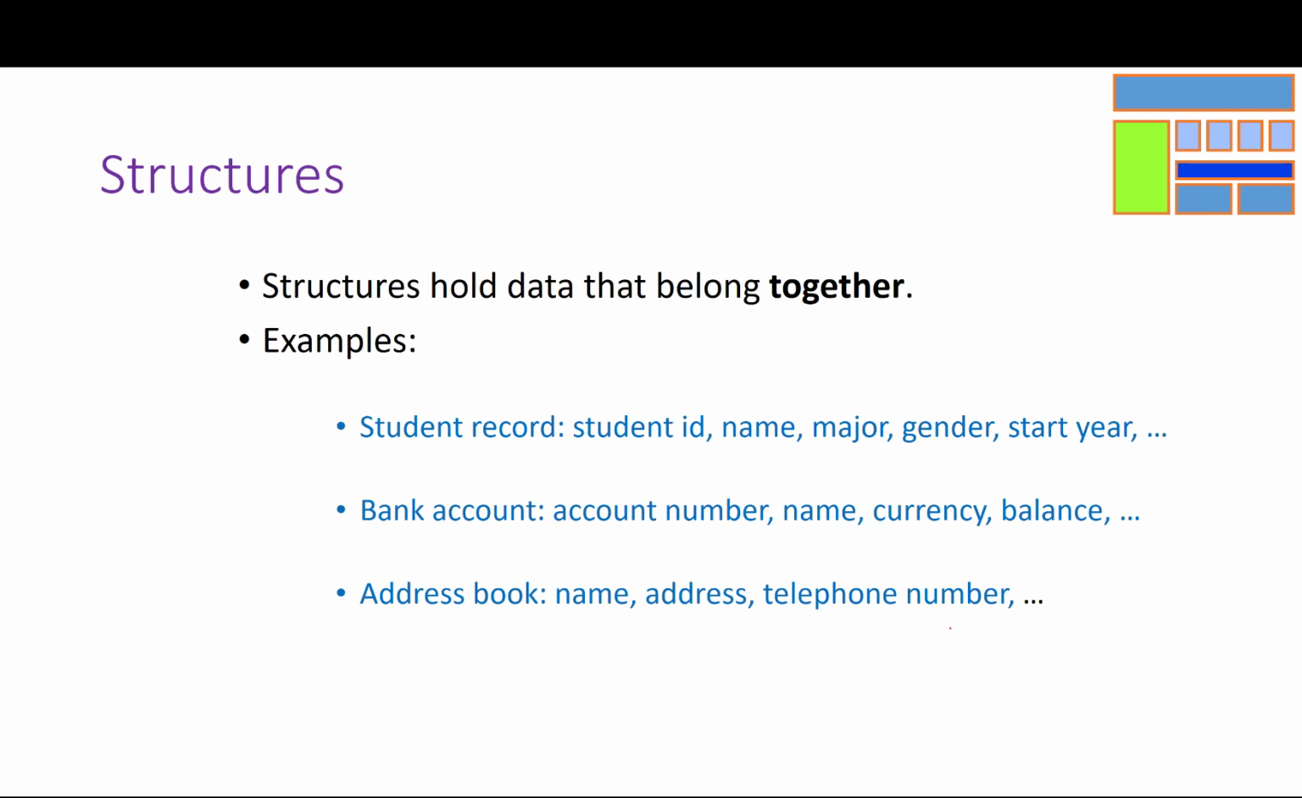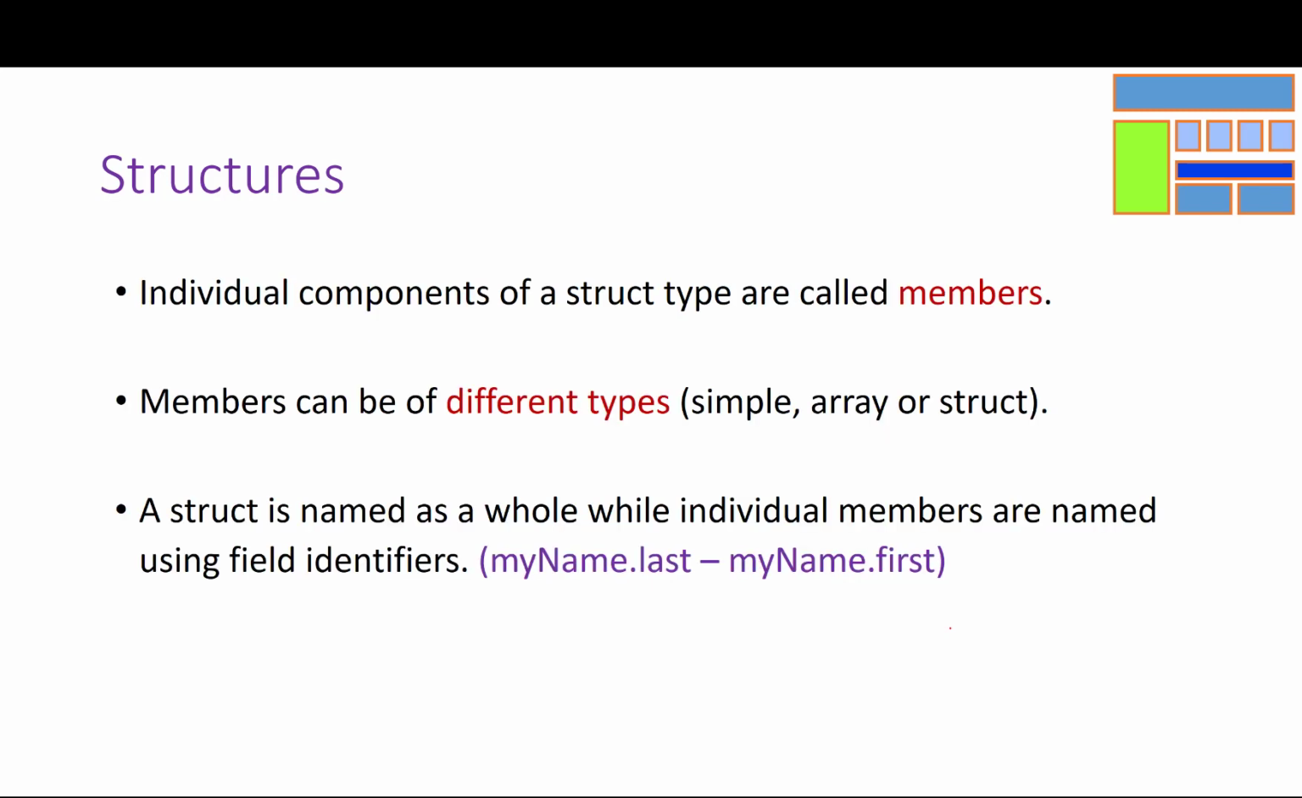An example for that is the student record. For example, we want to store the student ID with the name, with the major, with the gender, with the starting year. All of these we want to group together, right? This is for each student. We have to have all this information together. So this is why we are using structs. The same thing as I said before, the bank account or address book, where you have to have the name, address, telephone number, and so on.